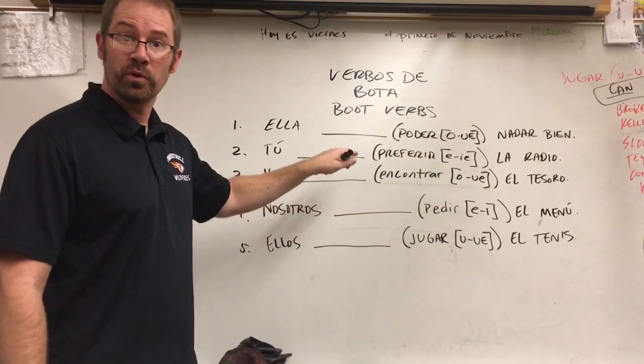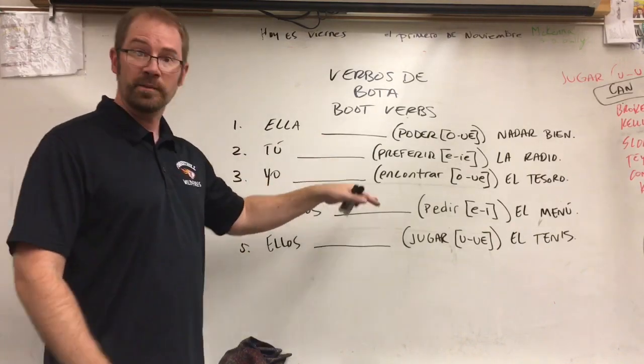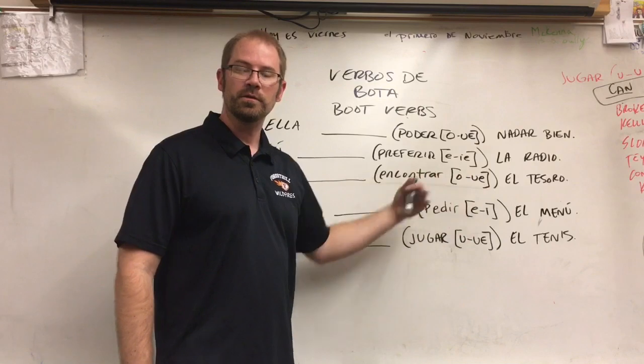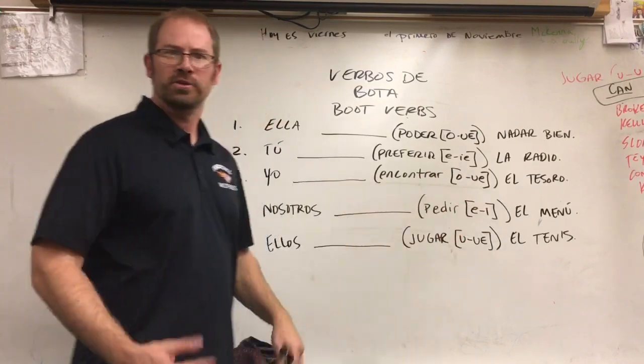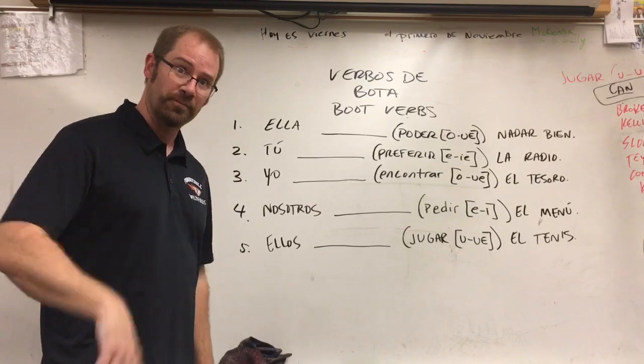So I'm going to change that verb poder into the she form. And I used a couple of different types of verbs where like the O goes to a UE or the E to an IE or E to an I, just so you can get some practice with some different ones. So pause the video really quick if you want to do these. I'm going to write the answers on the board right now. All right, so here are the answers for you.